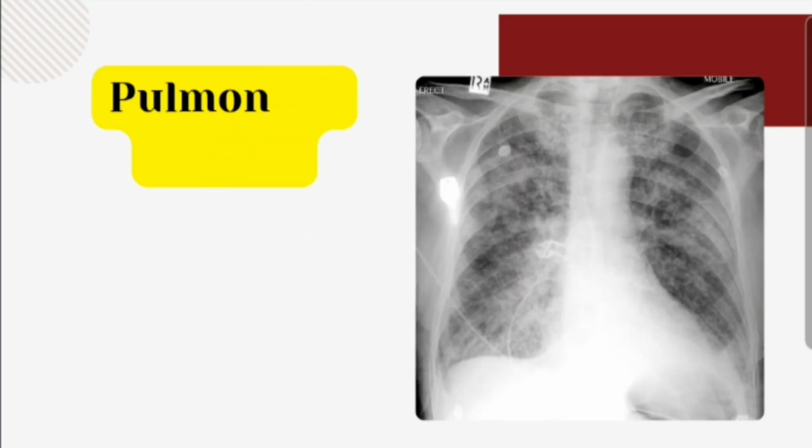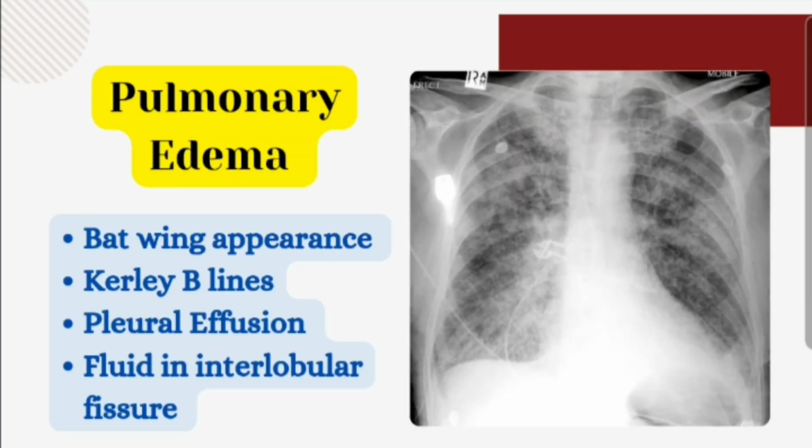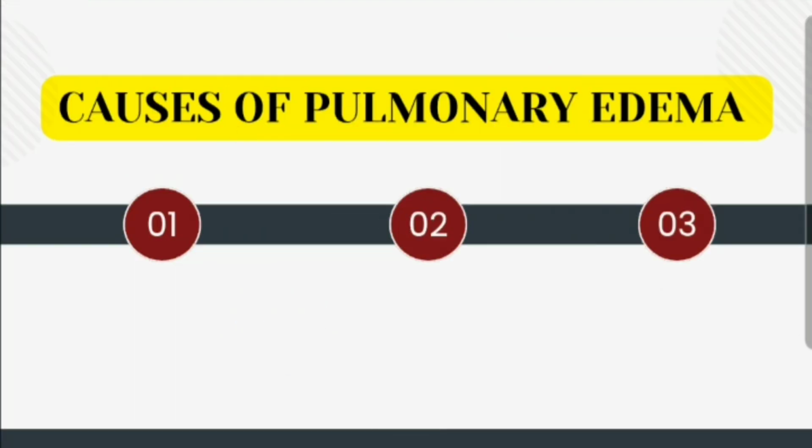In pulmonary edema, the common findings may include bat wing appearance, that is air space opacification, or hazy appearance of the lung fields. There can be curly B lines, pleural effusion, that is, blunting of costophrenic angles, and fluid in the interlobular fissures. The common causes of pulmonary edema include left ventricular failure, mitral regurgitation, and fluid overload.